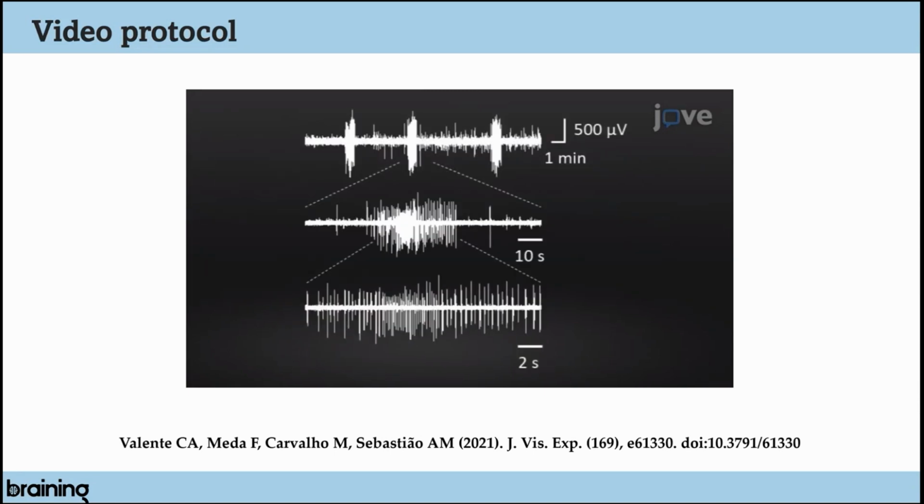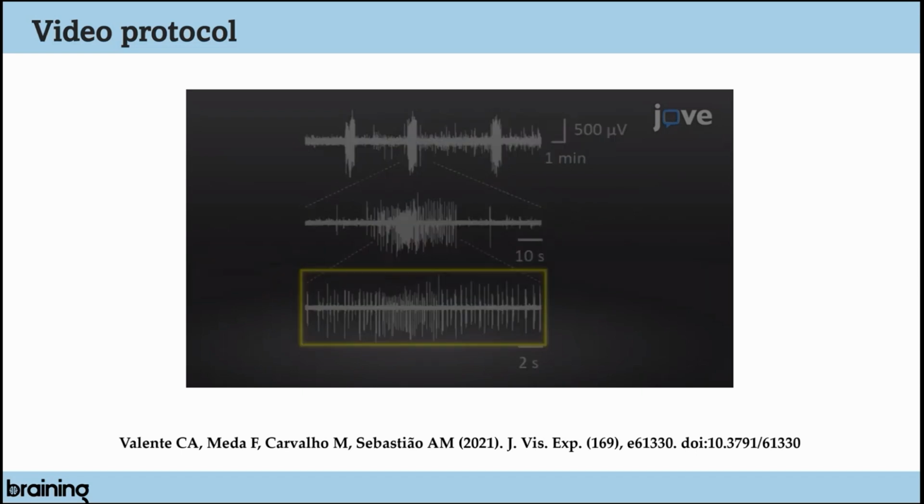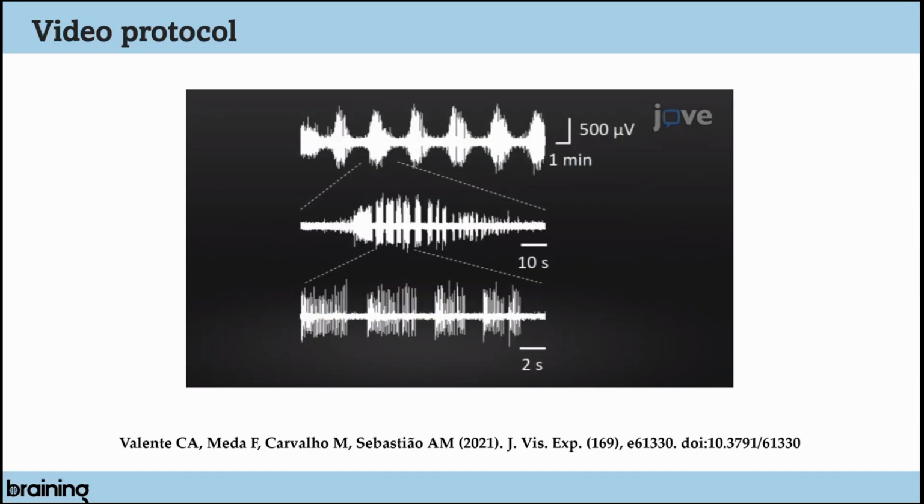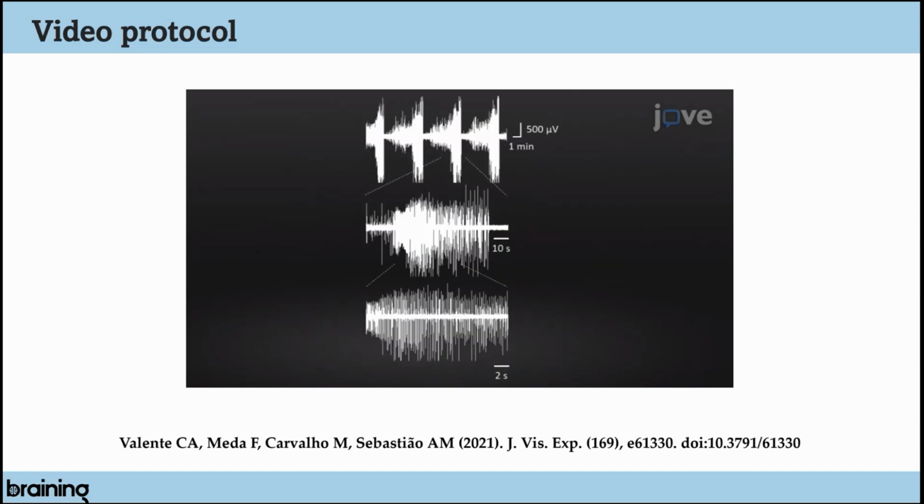Rhinal cortex-hippocampus organotypic slices depict mixed interictal and ictal-like activity at 7 days in vitro. At 14 days in vitro, spontaneous activity is characterized by ictal discharges, which evolve to an overwhelming ictal activity at 21 days in vitro, with ictal events lasting greater than 1 minute.